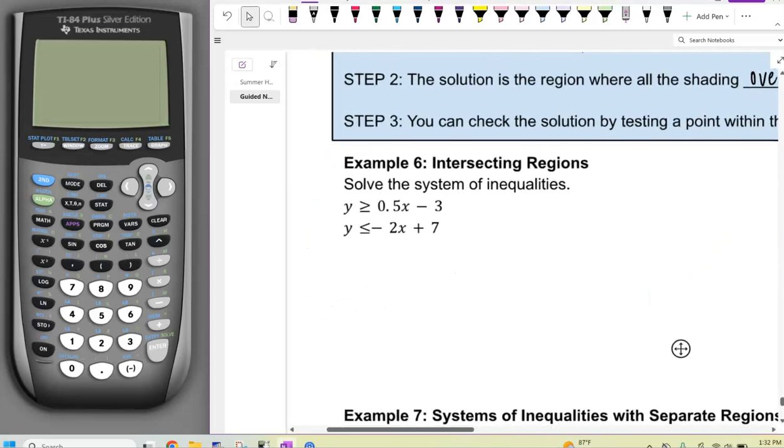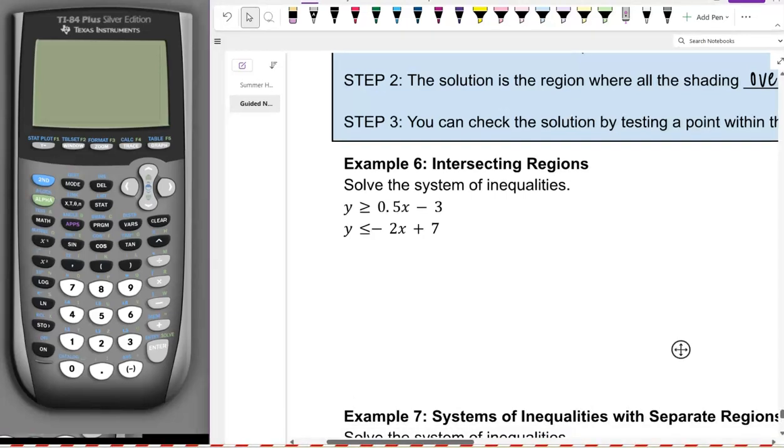Let's get into an example. If we want to solve this system of inequalities, we have to graph the two inequalities on a coordinate plane. So let's first take a look at these and notice that they are both in slope-intercept form.